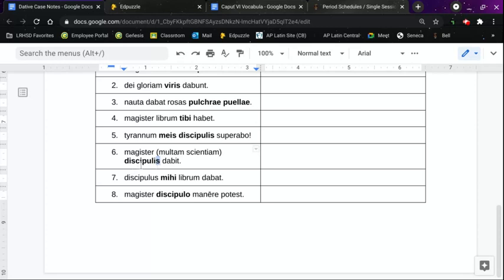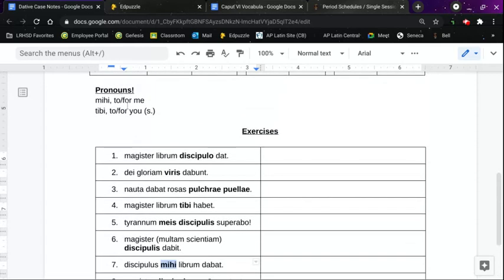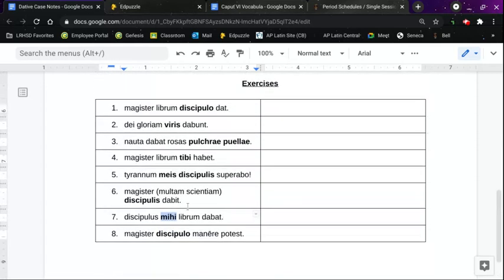Okay, number seven, discipulus mihi librum dabat. The student, just one student, all right, clearly nominative here, so we can start with that. The student, dabat, was giving or gave the book to me. Okay, the mihi is the dative form of the word me. So the student was giving a book to me.